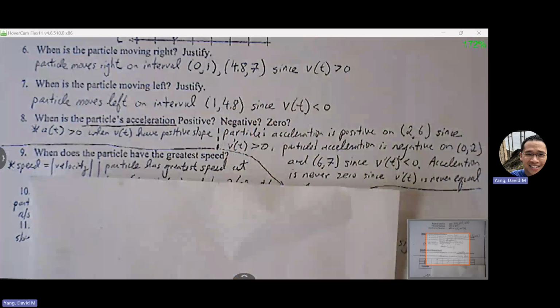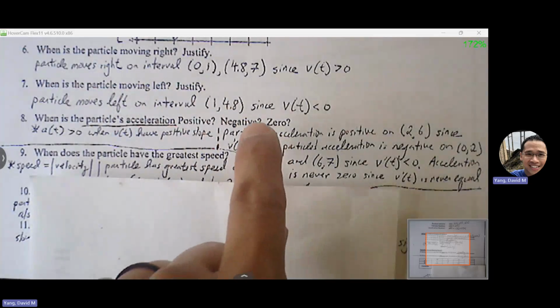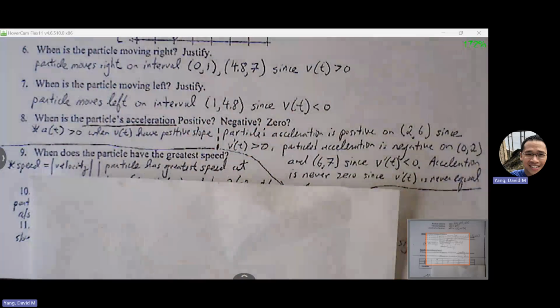It's positive from 2 to 6, negative from 0 to 2, and 6 to 7. And then is the acceleration ever 0? It's never 0 because the slope of my velocity is never 0.